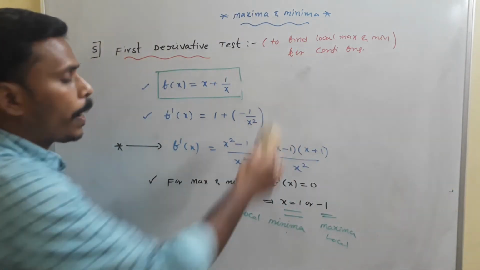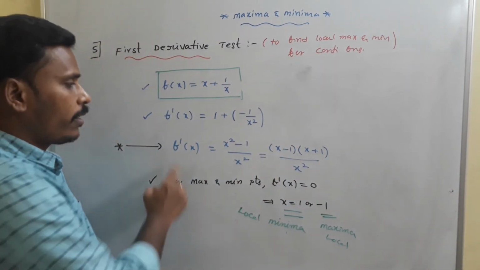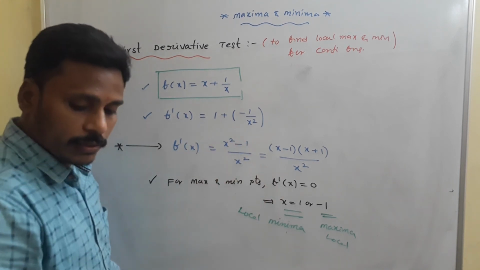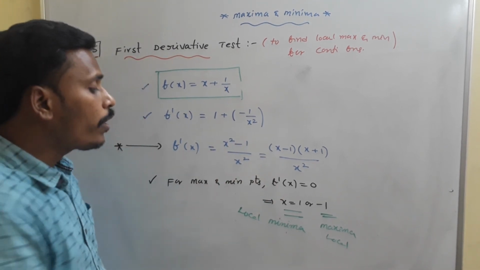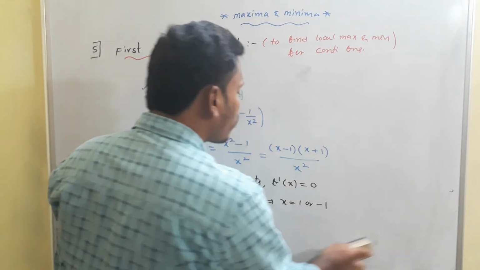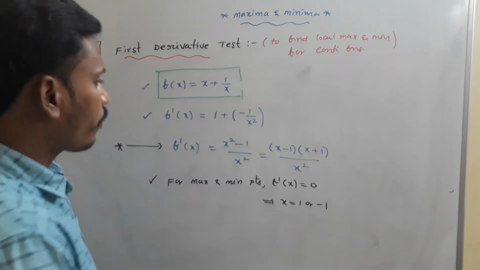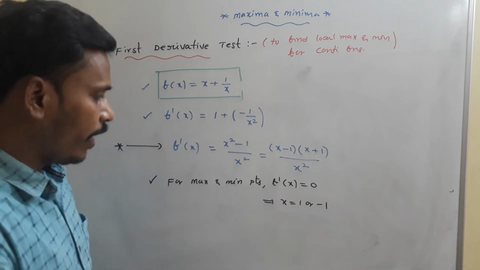See, up to this the problem is same, derivative and then maximum minimum points. Next task is we need to decide which of these two is maxima or minima. For that, I am just concentrating on the derivative. Okay.